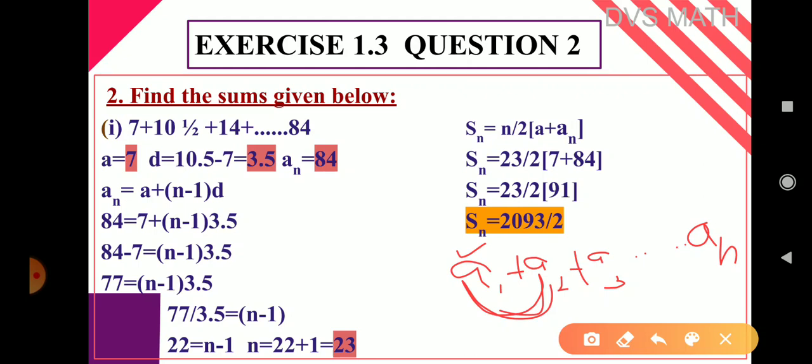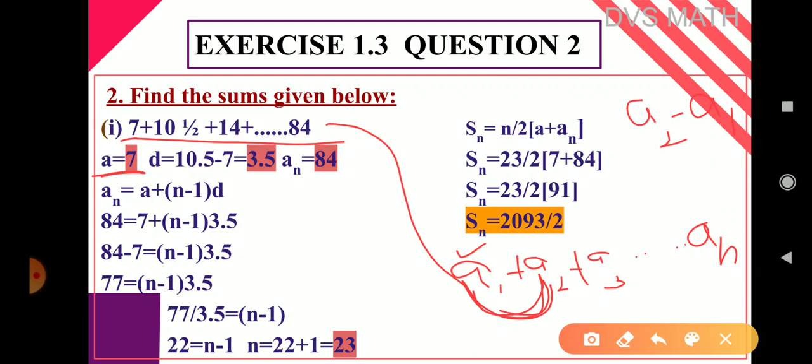So here first we have to find the n value. How to find the n value? Using the nth term formula, an equals a plus n minus 1 into d. Using that formula, first we find the n value, then we use the Sn formula, the sum of terms. Compare these two, a1 plus a2 plus a3 up to an. Here a1 is nothing but a, the first term, that is 7. The common difference d is a2 minus a1.